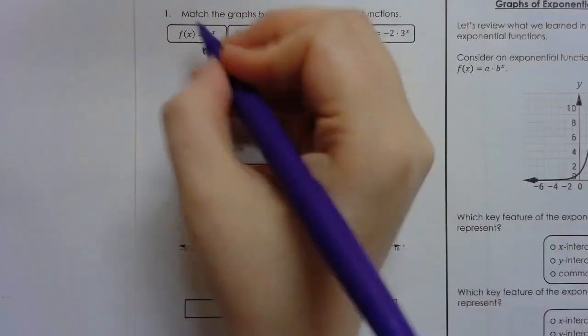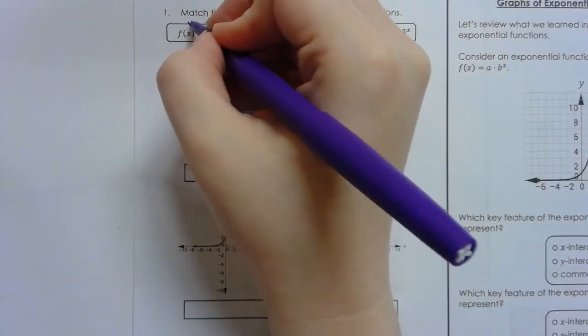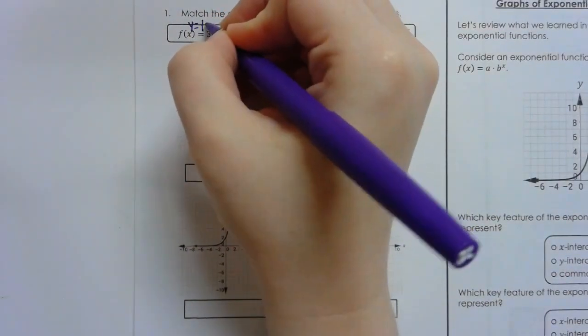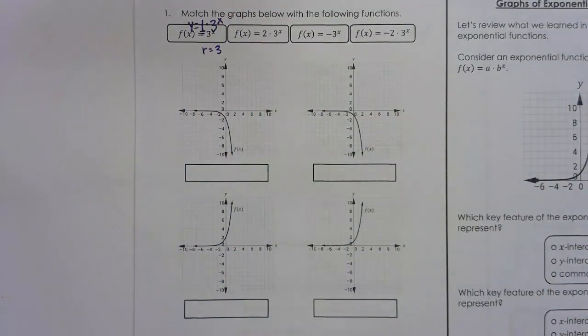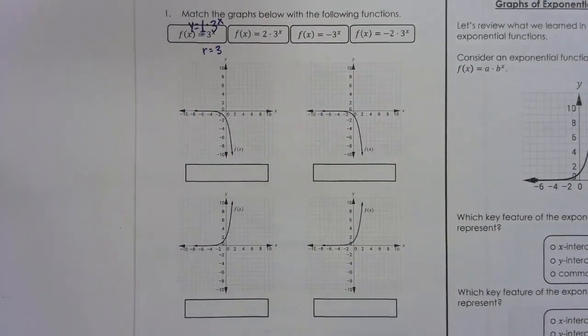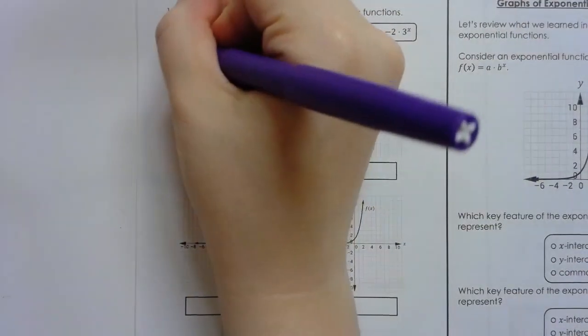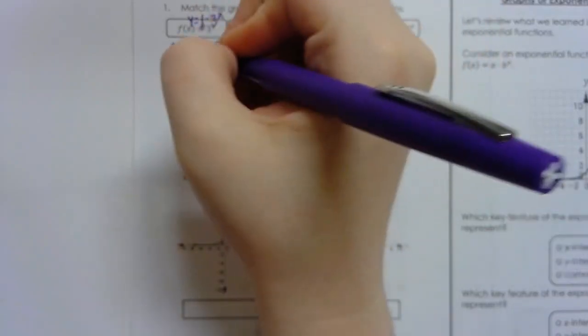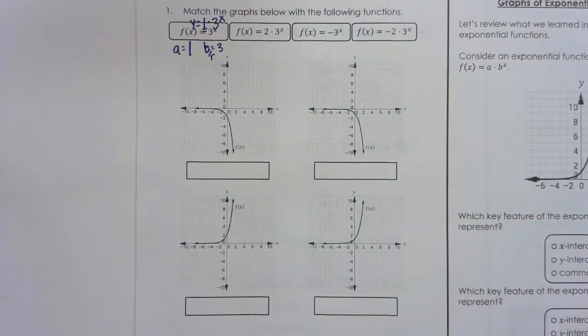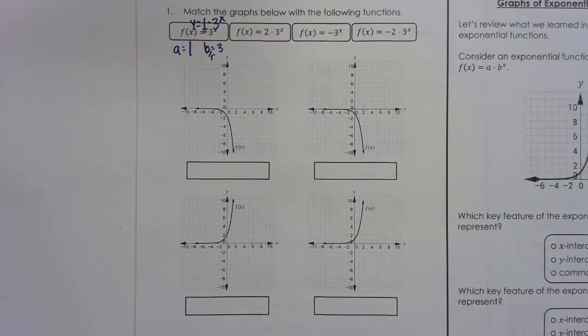Yes, so that y-intercept is actually 1 because it's y equals 1 times 3 to the x, because you can multiply anything times 1 and not change it. So for this one, the a value is actually 1 and the b value is 3, also known as the r, or the common ratio. So I'm looking for a y-intercept of 1.